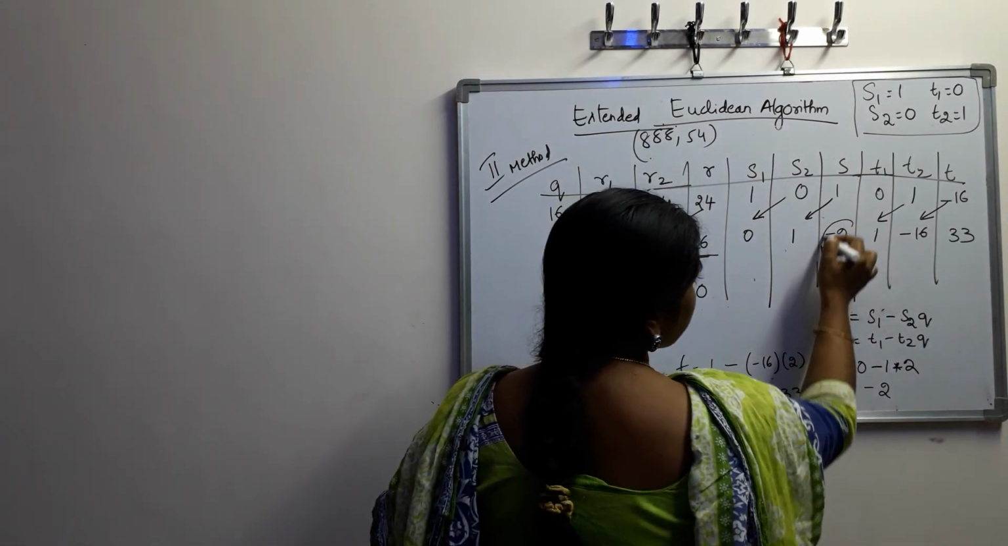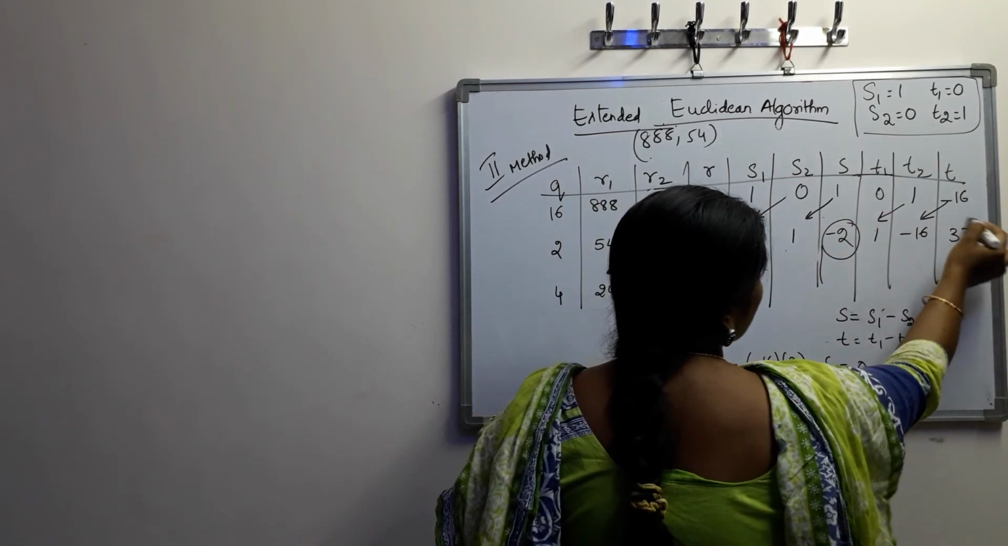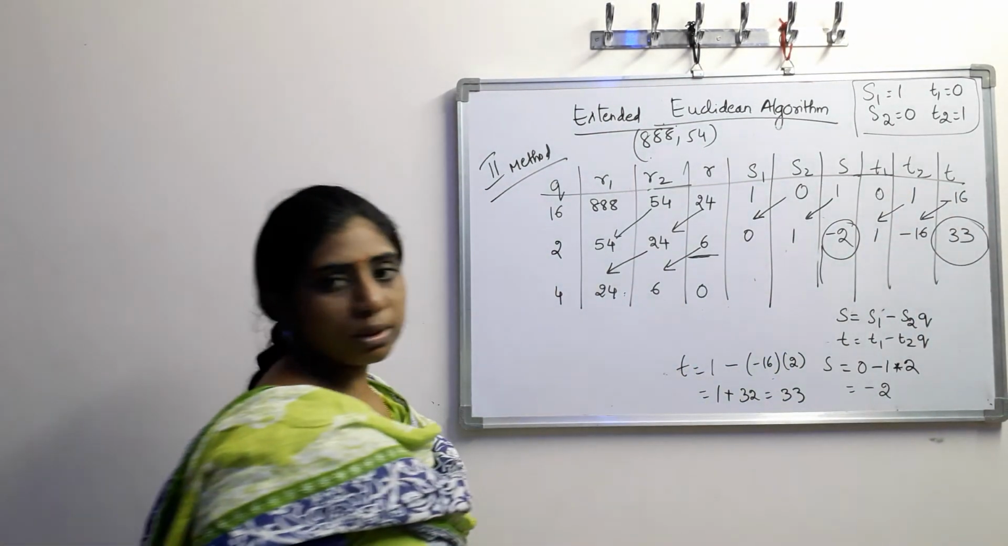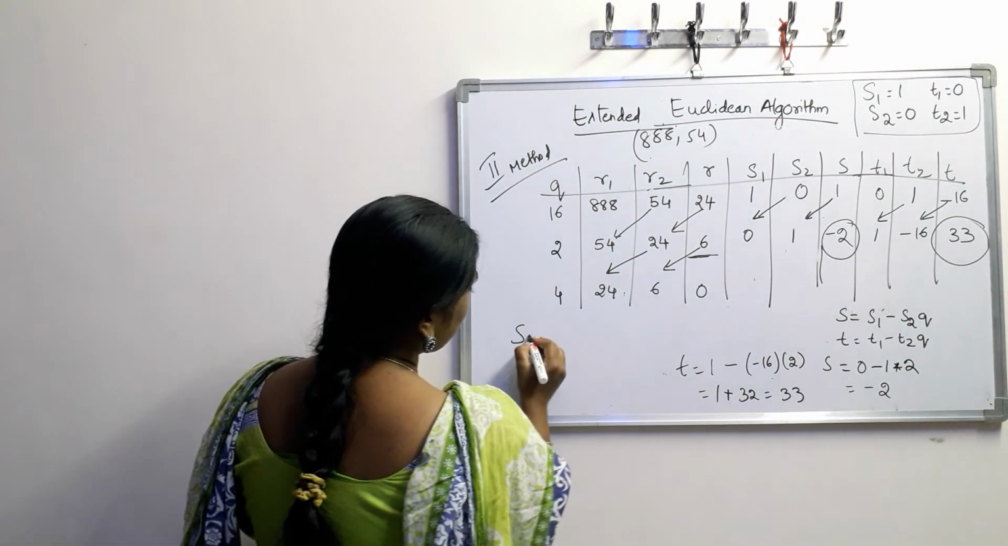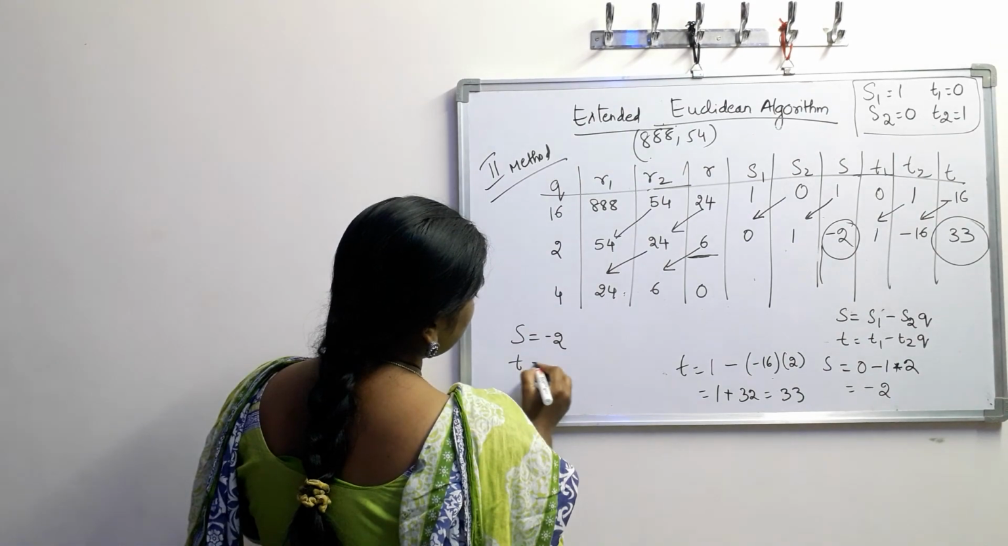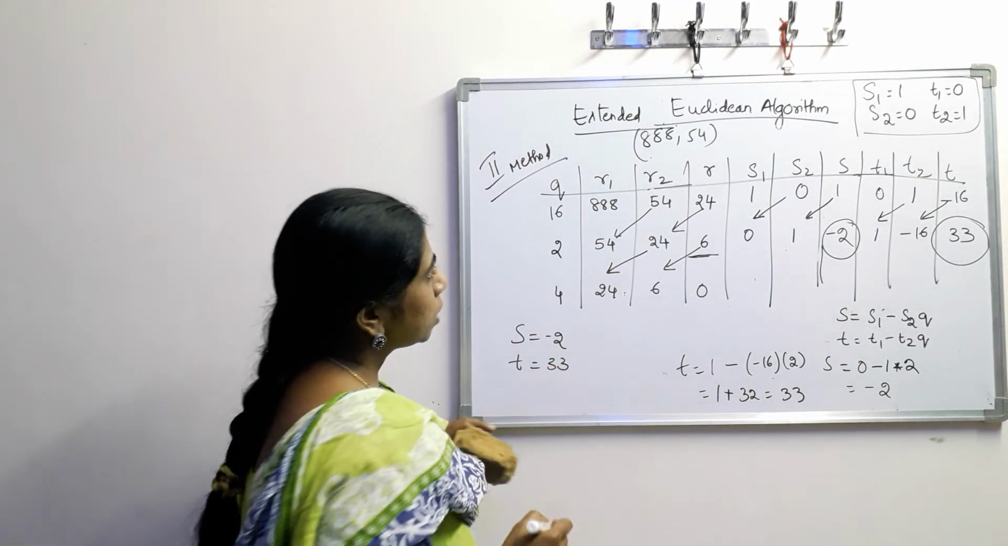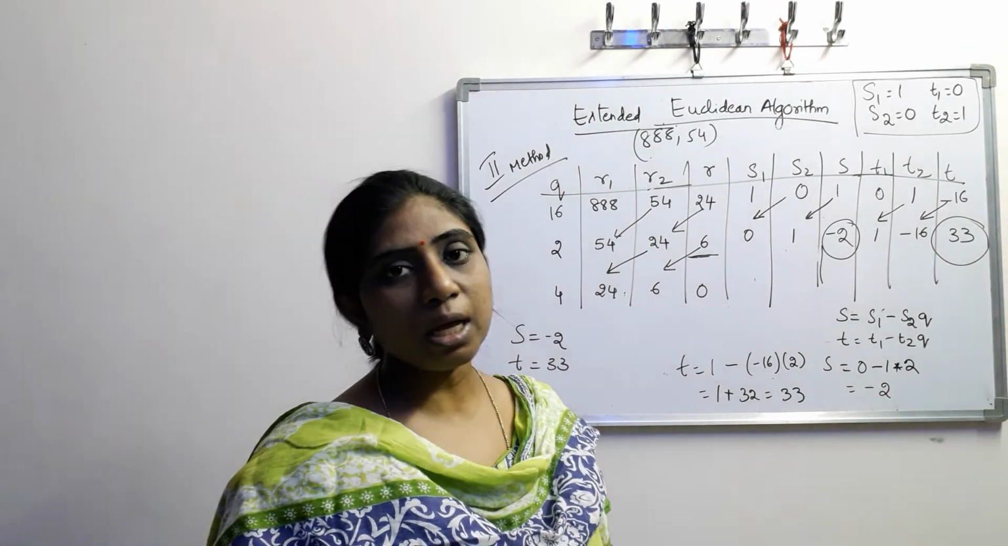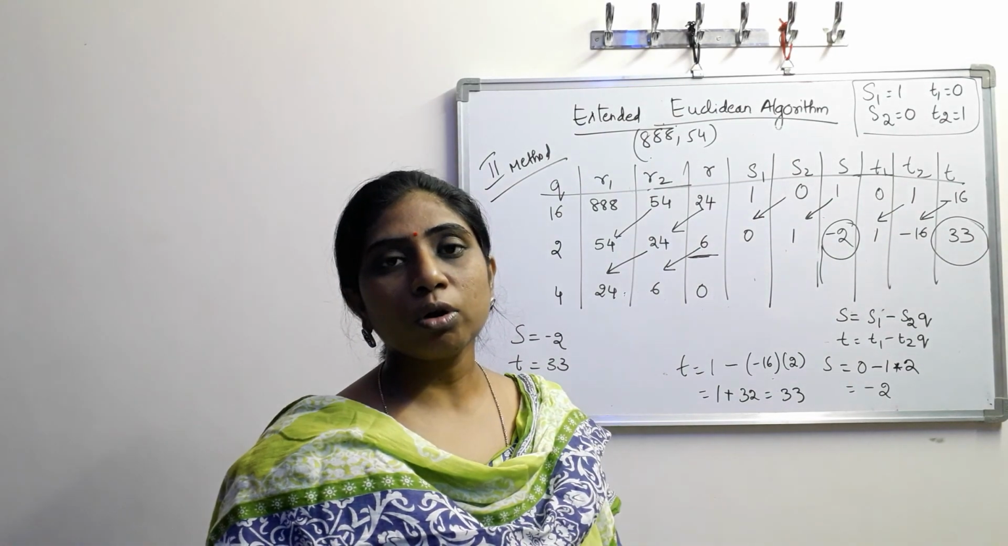Now what are the S values? S value is minus 2 and T value is equal to 33. So S is equal to minus 2 and T is equal to 33. So this is the second method of doing the extended Euclidean algorithm.